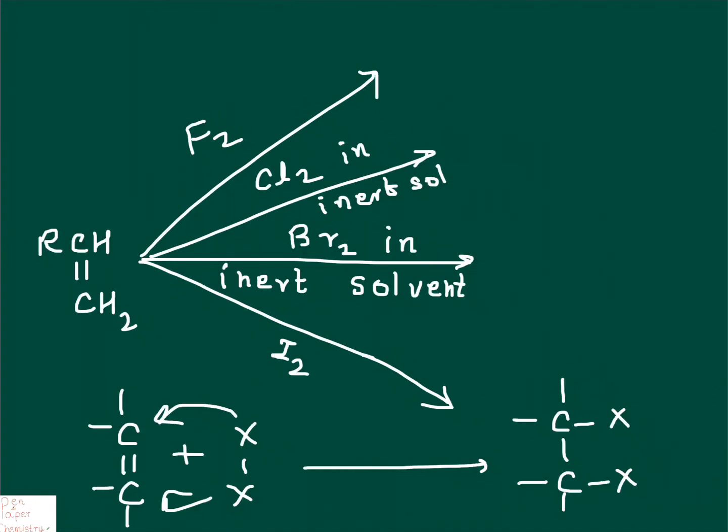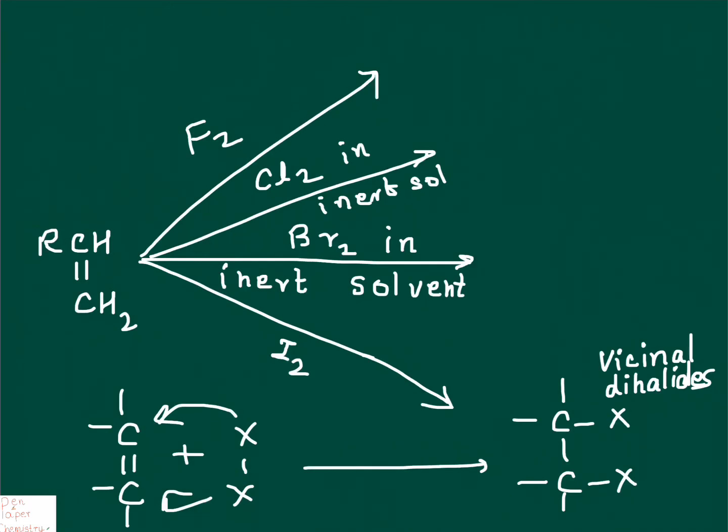And these types of dihalides are actually called vicinal. Vicinal comes from the word vicinity, in close proximity of each other, neighbors, next-door neighbors. So that is why they are called vicinal dihalides. So starting with an alkene, I have written RCH double bond CH2.